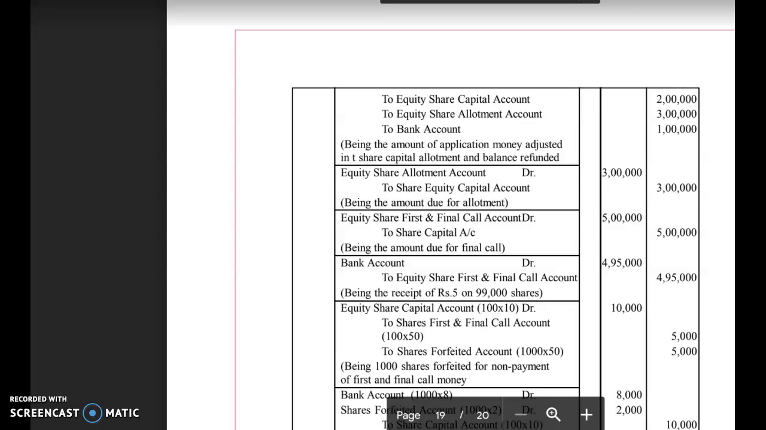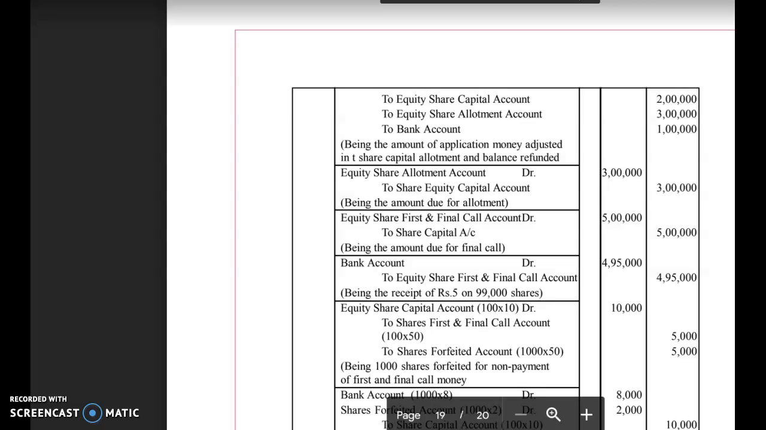Here it is mentioned 100 wrongly. 1,000 into 10, 10,000. To share first and final call account, the amount which is not being received on 1,000 shares at the rate of rupees 5, it is 5,000. Share forfeited shares account will record the amount which is received against these shares. Rupees 5 being received, here by mistake it is mentioned 50. On 1,000 shares at the rate of 5, it amounts to rupees 5,000. Narration being 1,000 shares forfeited for non-payment of first and final call account.